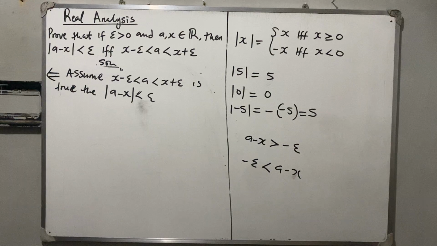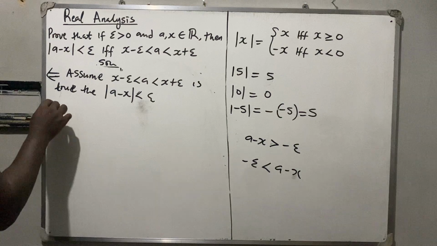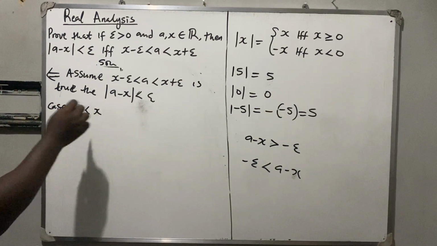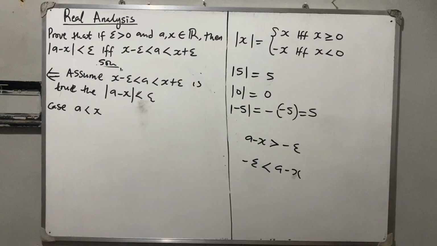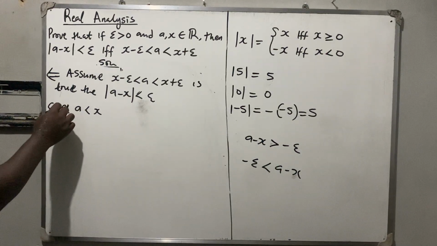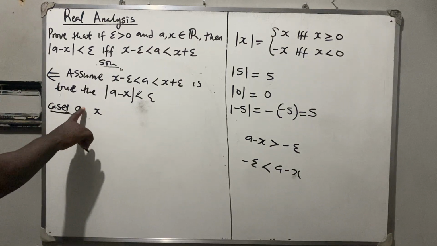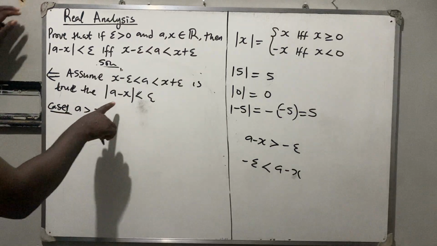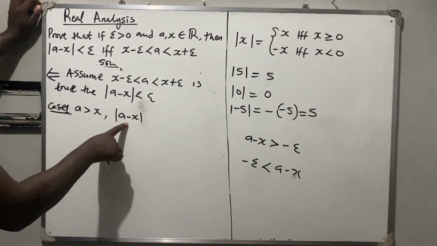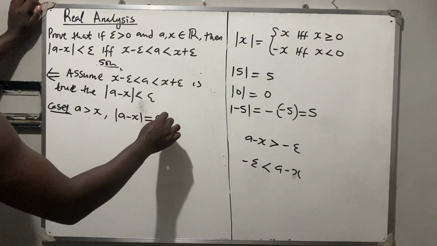In the same way, it has case 1 and 2. Case 1 is that a is less than x. Okay, one minute. Sorry, in case 1, a should be greater than x. And if a is greater than x, then the absolute value of a minus x, here is positive. And if it is positive, it means that it is equal to itself, which is a minus x.